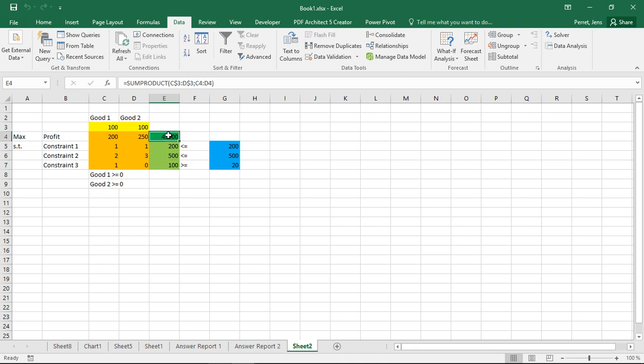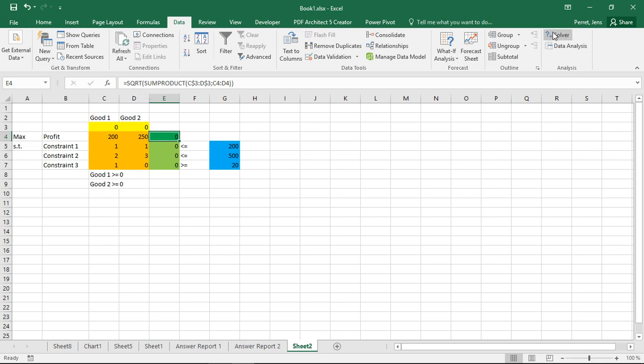But what if I make this nonlinear? So what if I add, for example, a square root around the sum product? So this is no longer linear. This will lead to the same solution because the square root is a monotonously positive function, but as I said, it's no longer linear.